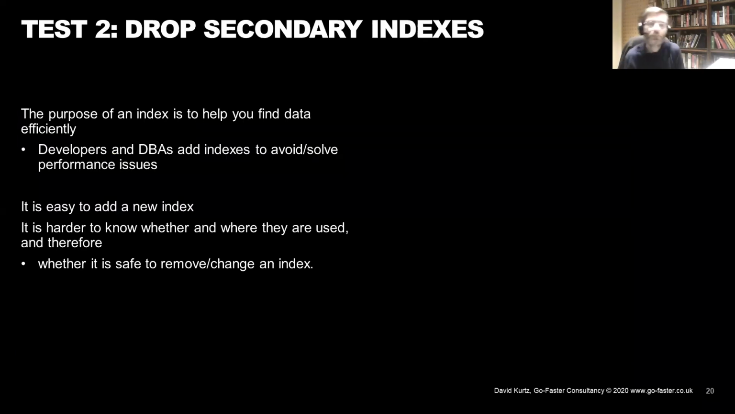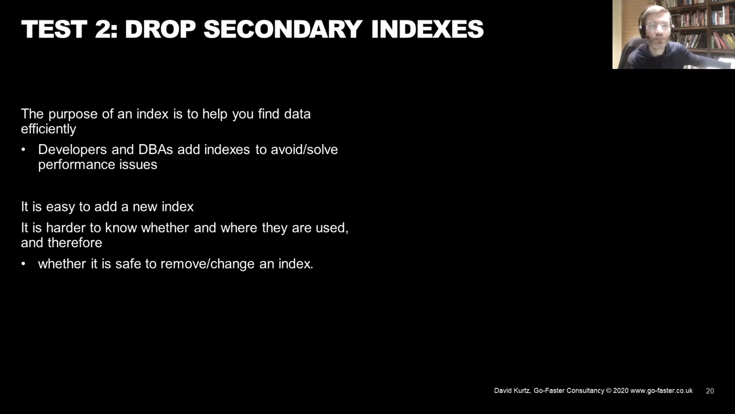So the purpose of an index is to help you find the data as efficiently and quickly as possible. And so developers and DBAs, we add indexes to avoid or resolve performance issues because we want to reduce the cost of finding the data. And you tend to find that it's really easy to add a new index to a database. It's considerably harder to know whether an index is used and then what are the consequences of either removing it or changing it.